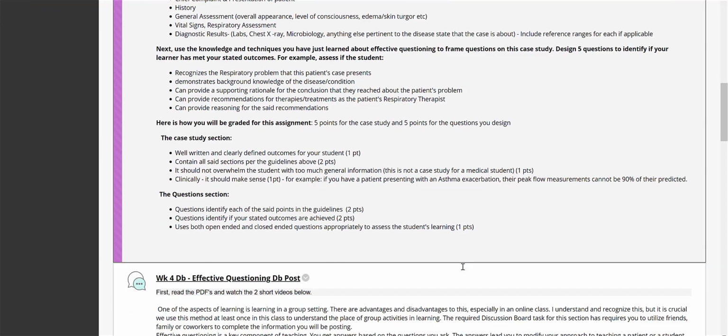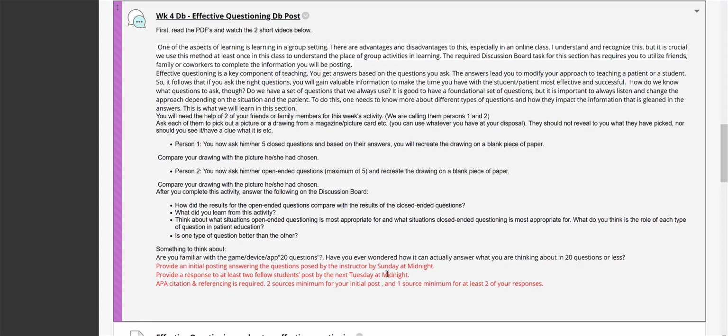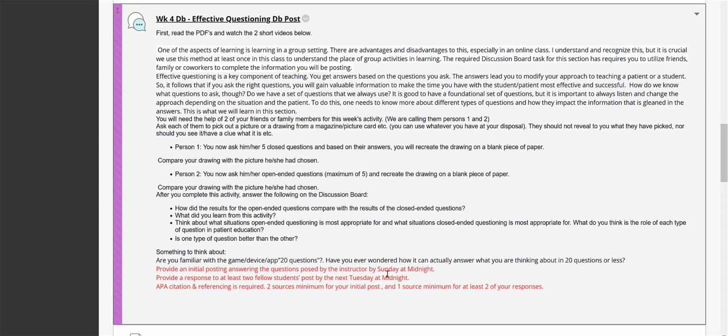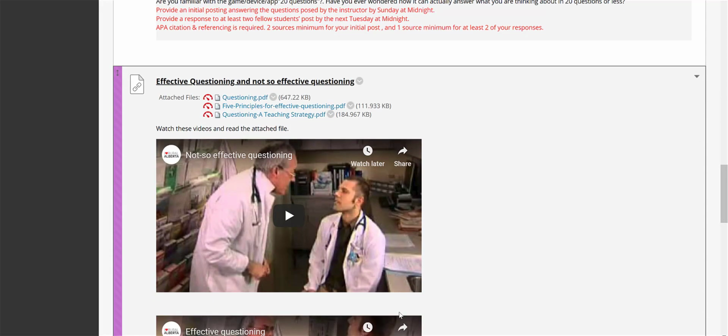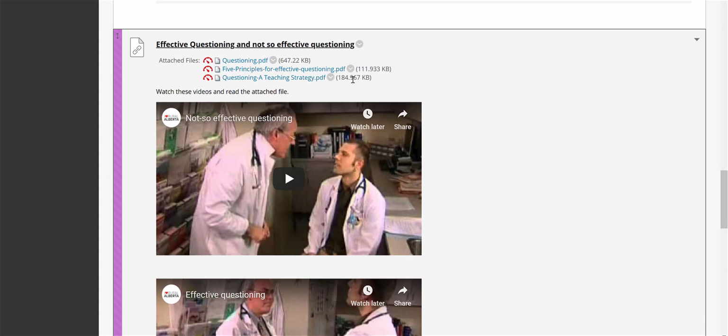Let's move on. This last module for the week is a discussion board post on effective questioning. There's lots of information here about effective questioning. The goal is that you are going to actually go out and find someone else to ask effective questions to. So how are you going to learn about effective questioning? Just keep scrolling down, and there are several PDFs attached for what is good effective questioning, what the 5 principles of it are, and how we use that as a teaching strategy.